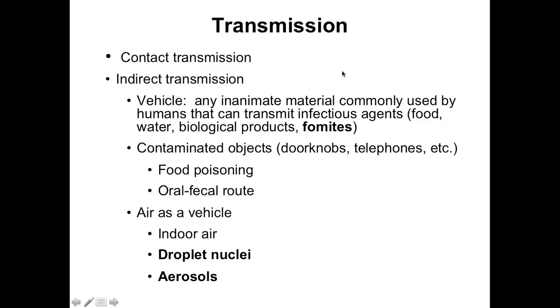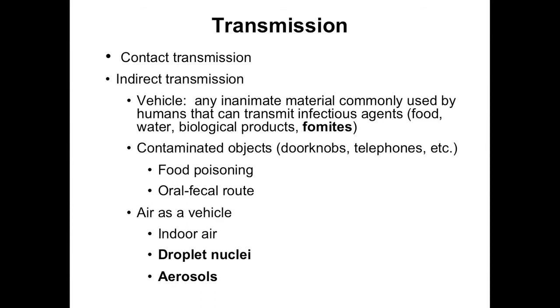So you can have contact transmission or indirect transmission. So indirect transmission uses some sort of vehicle of either transmitting the organism or allowing the organism to hang out and wait for a good host. There can be things like fomites, again, which are inanimate objects that hold pathogens, food, water, biological products, be the air, whether it be aerosols from sneezing.